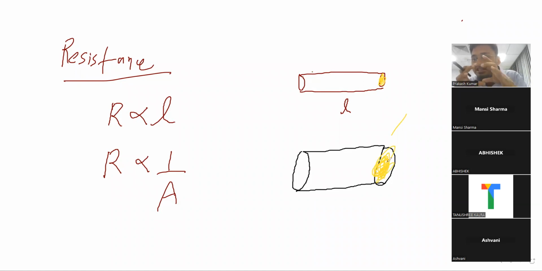So as the cross section area increases, if you have to pass through it, it will pass easily. If you see a broad road, the traffic will be less. But if the road is very thin, a narrow lane, it is very difficult to pass, because who will pass here? Electrons. So electrons will easily pass through this. So as the area of cross section increases, resistance will decrease. So it is inversely proportional.